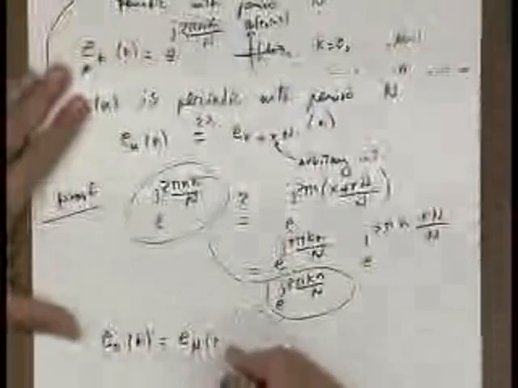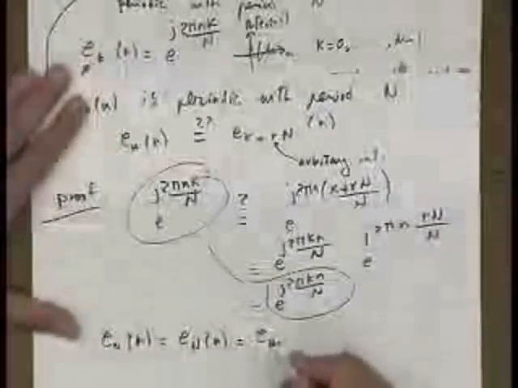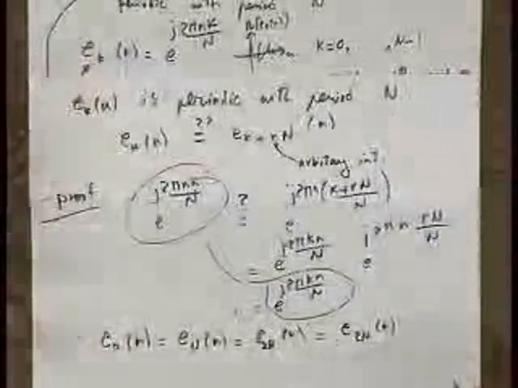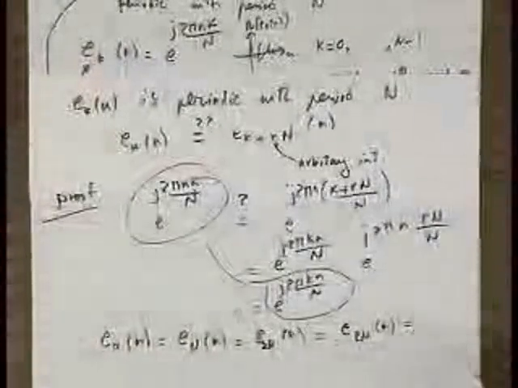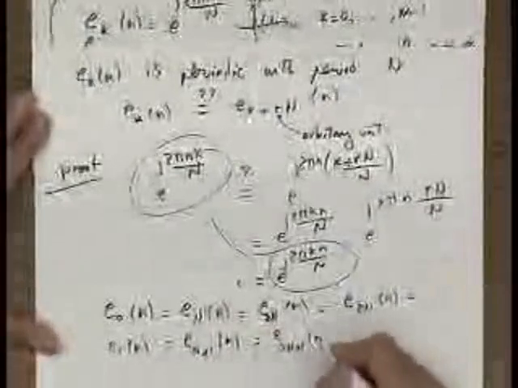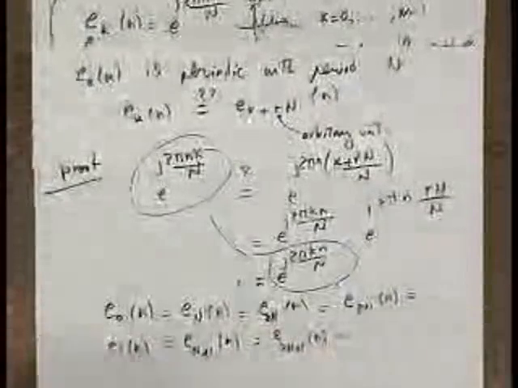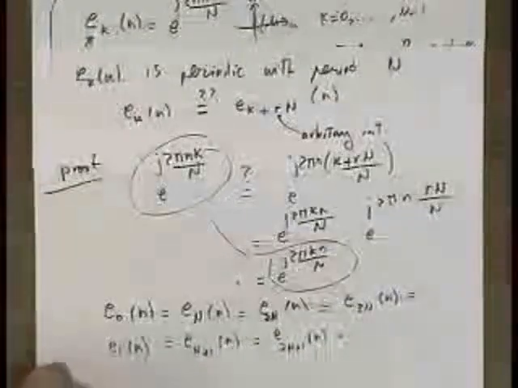So in other words, what does that mean? It means e sub 0 of n is equal to e sub capital N of n, is equal to e sub 2N of n, is equal to e sub 3N of n, etc. And then e sub 1 of n is equal to e sub N plus 1 of n, is equal to e sub 2N plus 1 of n, etc.